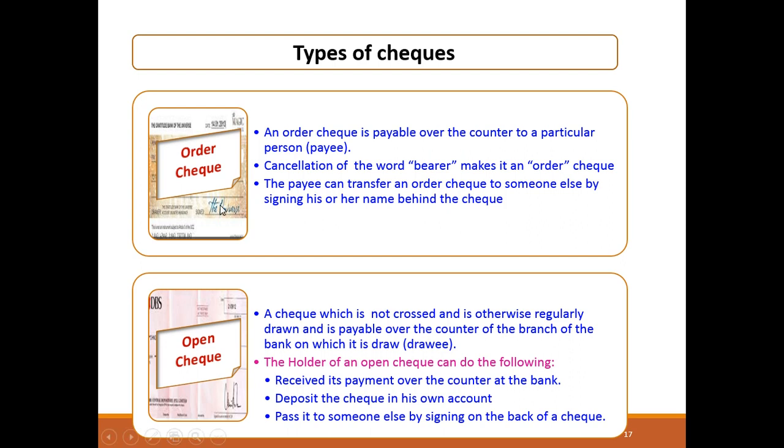Okay, next is open check. Kalau open check, dia kata a check which is not crossed and is otherwise regularly drawn and is payable over the counter of the branch of the bank on which it is drawn lah. Maknanya check yang tak ada cross pun, tapi regularly kita akan bayar over the counter of the bank. The holder of an open check can do the following. Apa yang patut dia buat kalau dia ada open check?